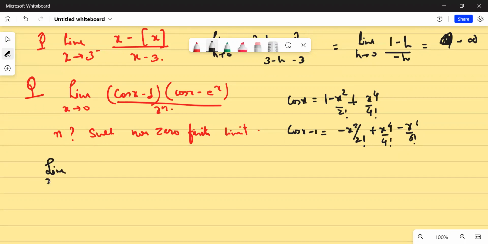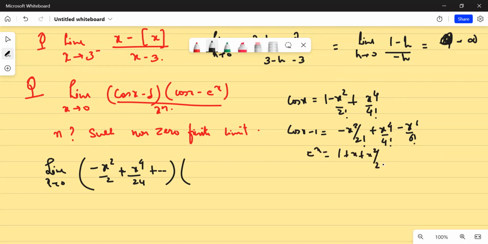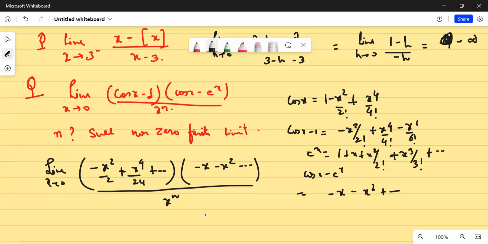So it will be simply, as x tends to 0, here I can write minus x square by 2 plus x to the power 4 upon 24, and so on and so forth. I'm not bothered about it. And here I can write what? What is e to the power x? e to the power x is 1 plus x plus x square upon 2 factorial plus x cube upon 3 factorial, and so on and so forth. So if I subtract cos x minus e to the power x, I'll simply get minus x and minus x square and so on and so forth, divided by x raised to power n. You take x common out here.